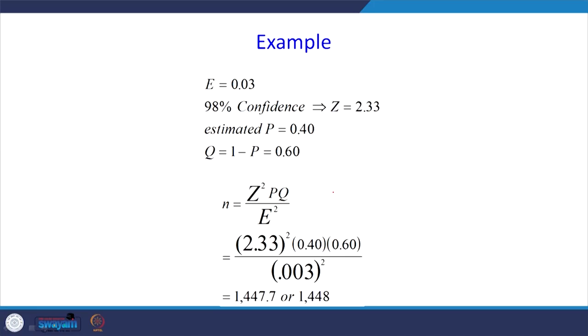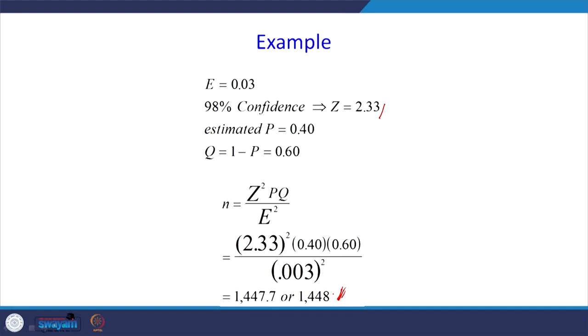We will do one problem here. The permissible error is given, for 98% confidence level the z value is 2.33, which you have to get from the table. Estimated p is given, population p is 0.40, so q is 0.60. When you substitute these values, it will be 1448. You see that whenever you go for population proportion, generally you may have asked yes or no type. That time obviously you have to go for a larger number of samples.